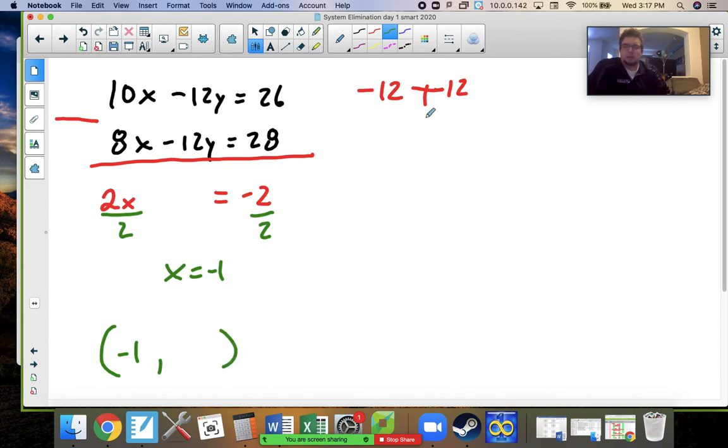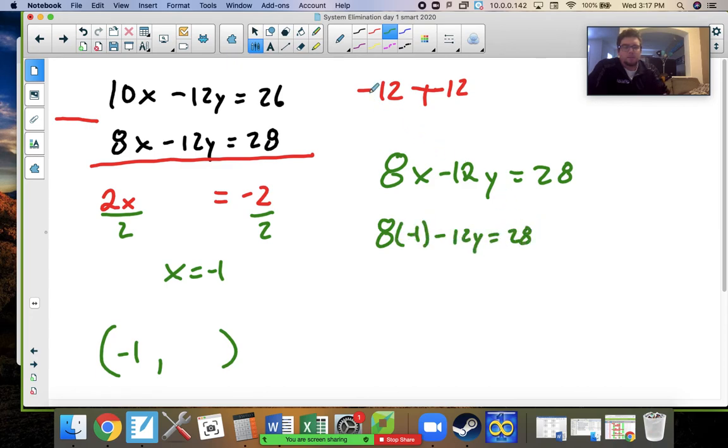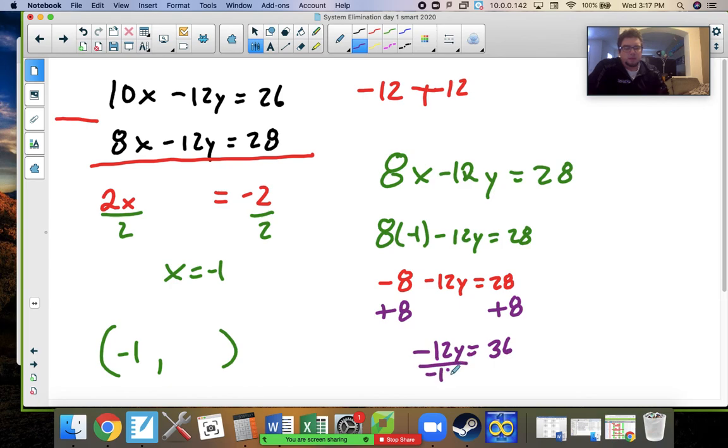Pick one of our equations. I'm going to pick the bottom one. 8x minus 12y equals 28. So I get 8 times negative 1 minus 12y equals 28. That's negative 8 minus 12y equals 28. So I have to add 8 to both sides. Remember to bring down the negative 12. Divide by negative 12. And y is negative 3 for our answer.